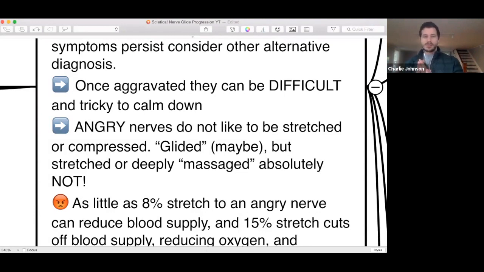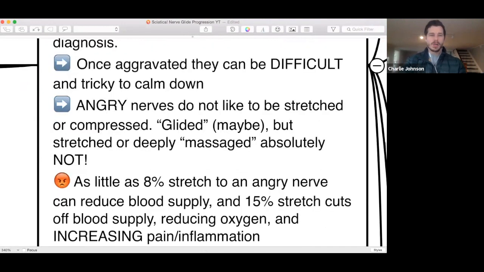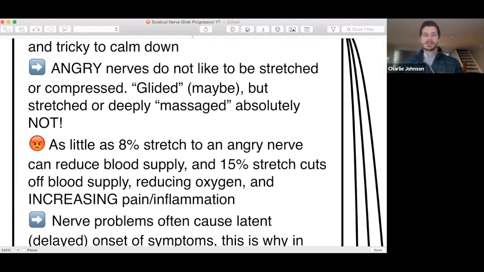They don't like to be stretched or compressed. Think of compressed like you're sitting on a tennis ball, using a foam roller, or using one of those percussion massage guns that are super popular at the moment of filming this. Whatever it is, they don't like it. You can try it, but 95% of people are going to be made worse. So just get that as little as 8% stretch to an angry nerve can reduce blood supply, and 15% stretch cuts off blood supply. If you have no blood supply, you have no oxygen, and that's not good. So it increases pain and inflammation.